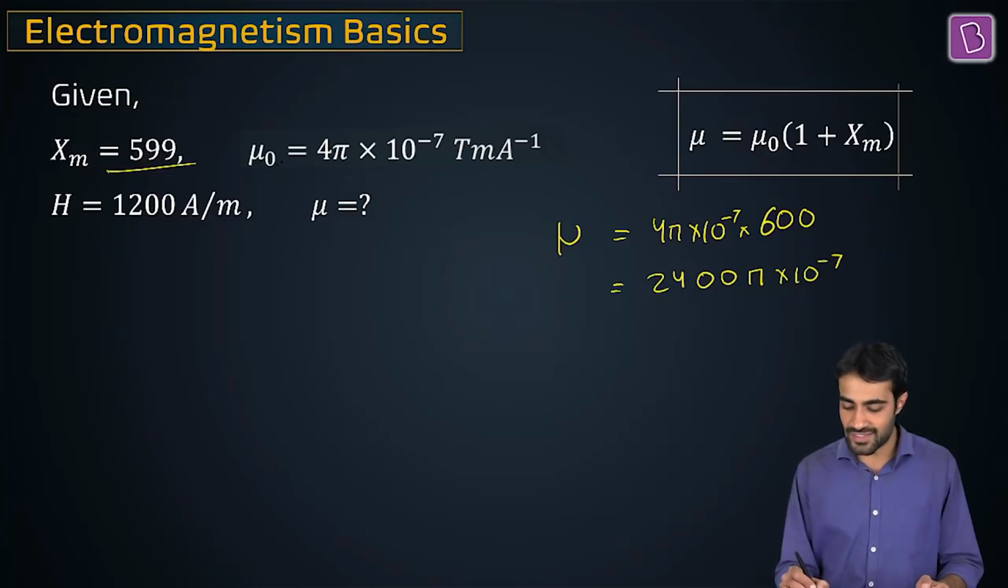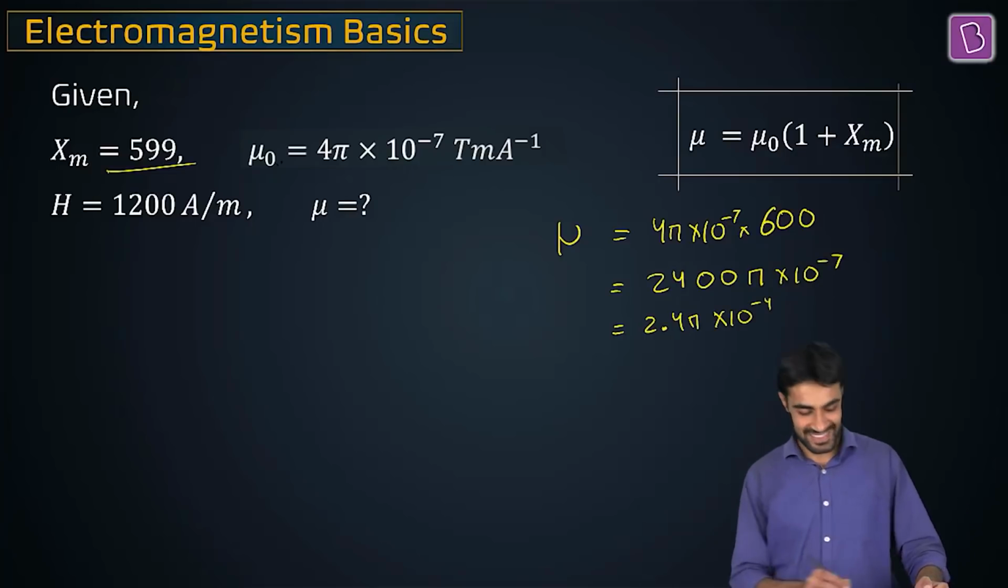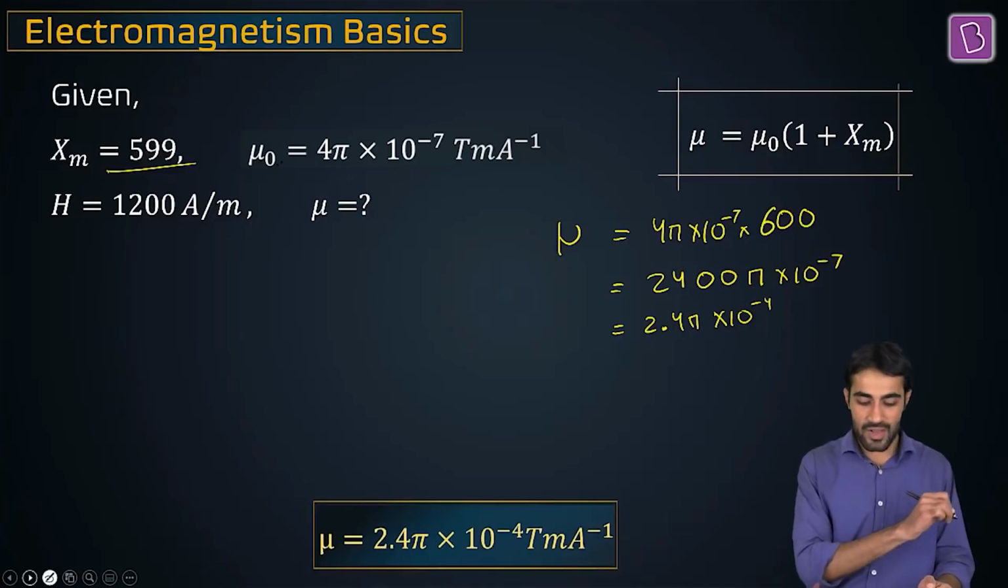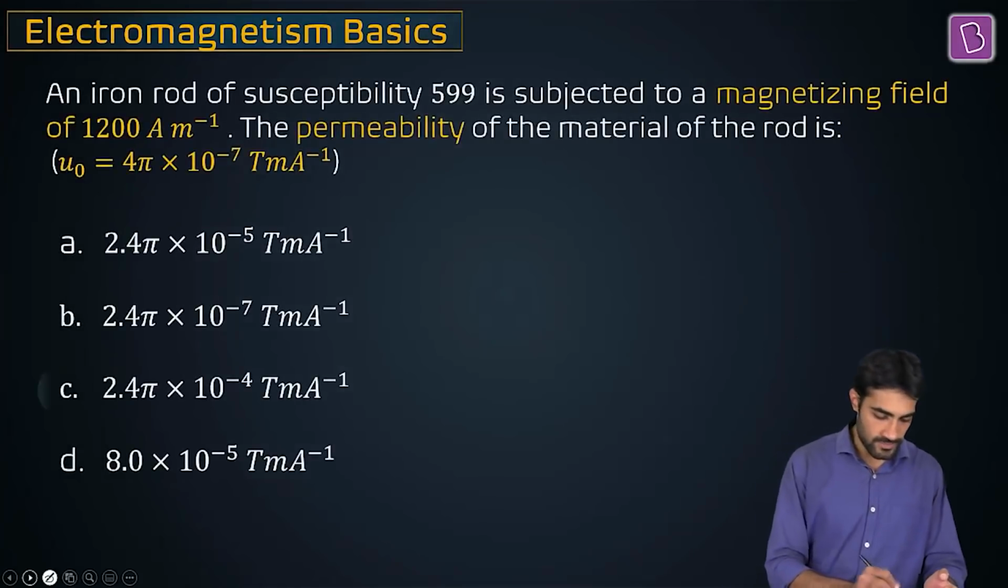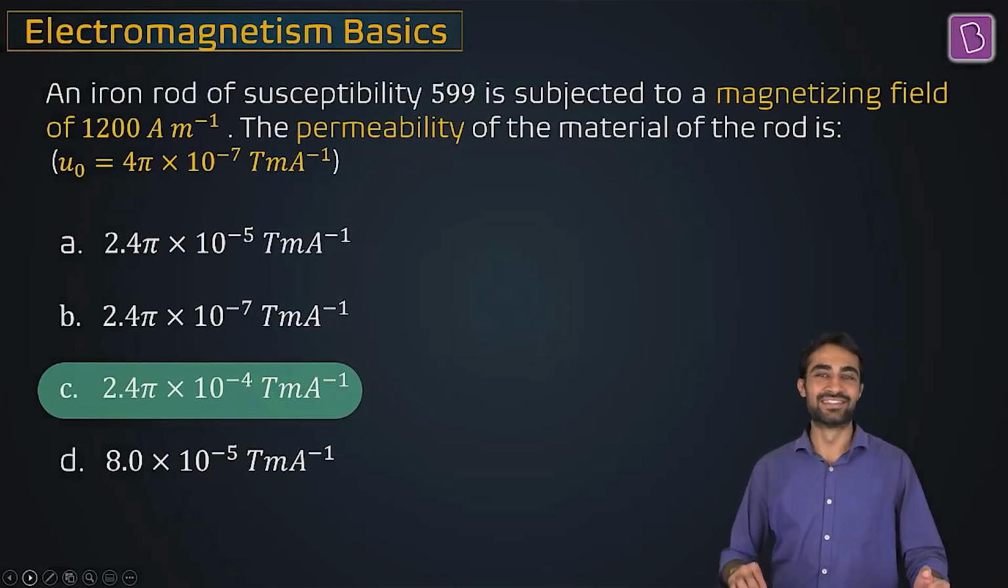Now we can write this in a different style. We can write it as 2.4 pi into 10 raised to power minus 4, right? So this is the answer. And we can mark option C as the right answer for our question.